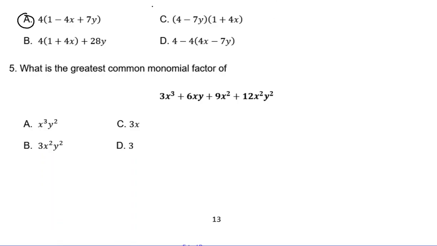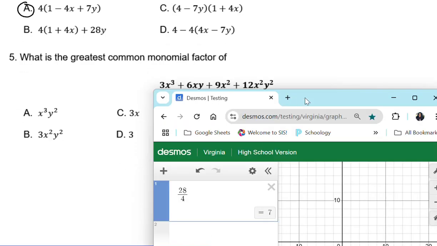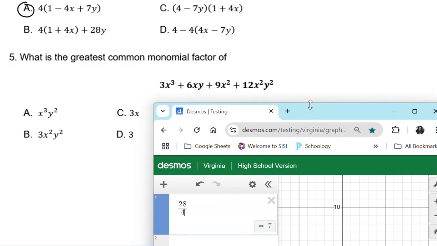All right, what is the greatest common monomial factor? So GCMF? I don't know. What we want to look for is, let's go ahead and use Desmos to find the GCF for the numbers, because I cannot find the GCF for something that's for variables. Anyway, I'm going to type GCF, and I'm going to plug stuff in. So I'm going to do 3, comma 6, comma 9, and then 12. So the GCF is 3, okay, for just the number part.